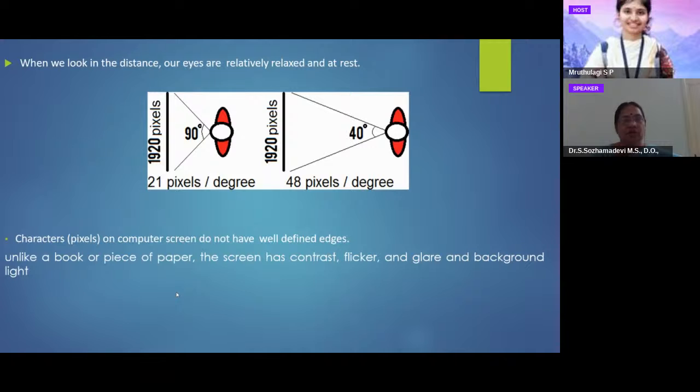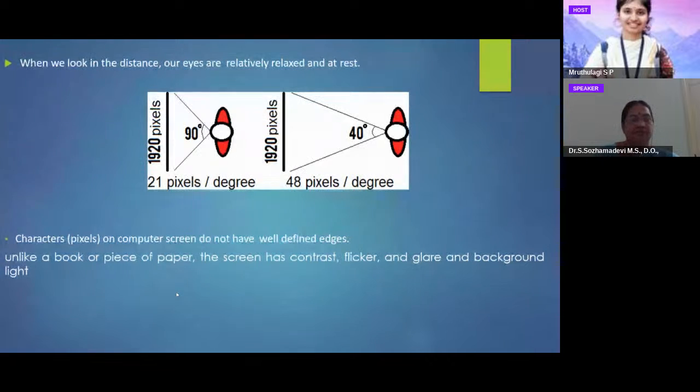Their edges are not well defined. These pixels, however high defined they are, their edges are not well defined. So on a bright background or with a dull letter, there is less contrast. We have to put in more accommodative effort and keep staring at the letters without blinking to get hold of the substance or the matter on that page.